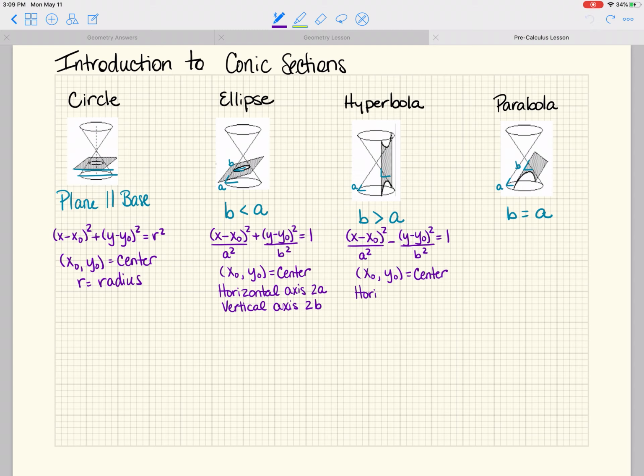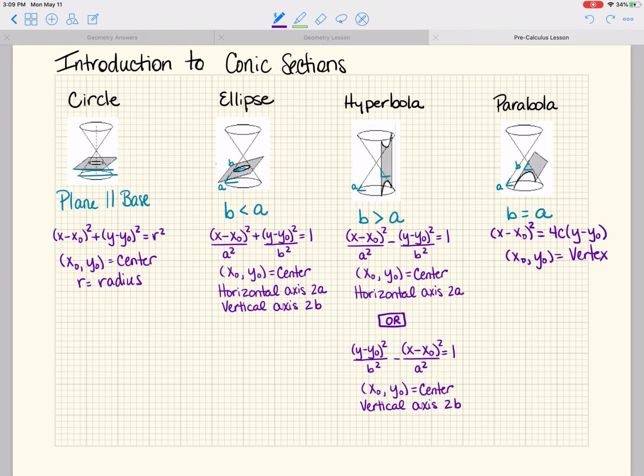ellipse equations. The biggest difference you'll notice between the ellipse and the hyperbola equations is that for the hyperbola, we're subtracting the two terms instead of adding them. Making one a negative term is going to force this into a hyperbola shape rather than the ellipse shape. And depending on which term is negative, you'll get either hyperbolas that open left and right or hyperbolas that open up and down.